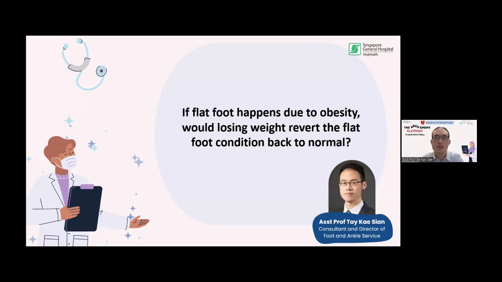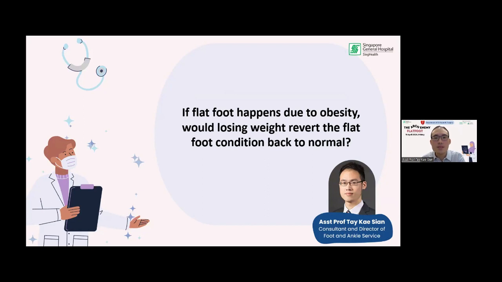Okay, so we talked about flat foot happening due to whatever causes, and the question about losing weight. Obesity doesn't directly cause flat foot, but of course the increasing weight and load on the foot for whatever reason can cause the symptoms of the flat foot to become worse. When you overload the flat foot, the ligaments and tendons involved in supporting the arch are overloaded, then certainly there'll be more pain or more symptoms. So losing weight is a good way to reduce the symptoms if you already have a symptomatic flat foot.